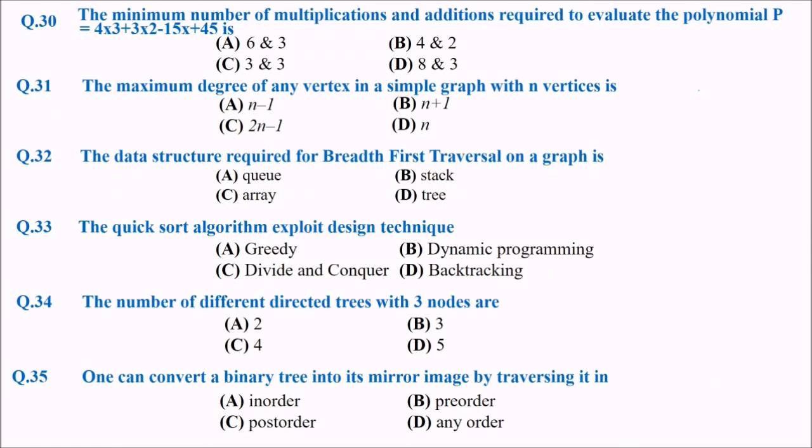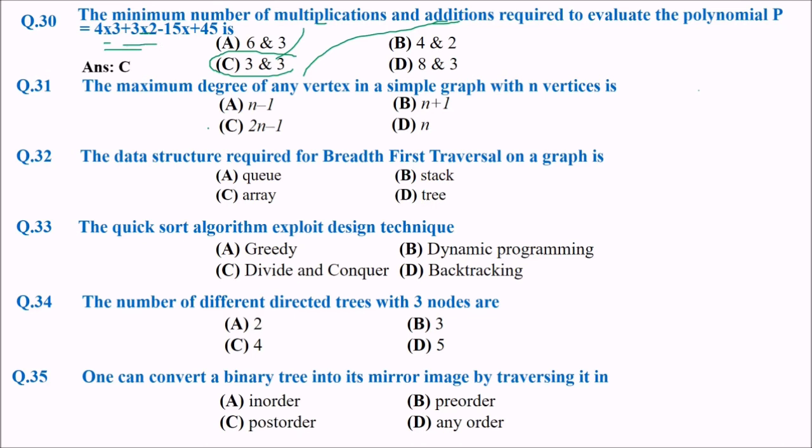Now, the next question is the minimum number of multiplications and additions required to evaluate the polynomial 4x cubed plus 3x squared minus 15x plus 45. Can you answer this? The answer is 3 and 3. The number of multiplications will be 3, and the number of additions will be 3. The order is 3, and the multiplications and additions depend on the order of the polynomial.